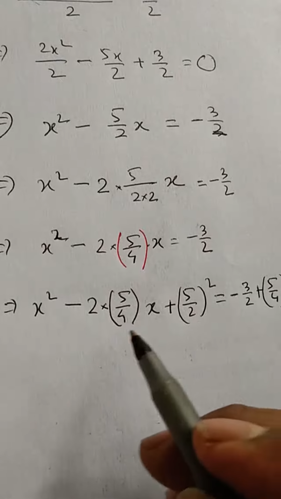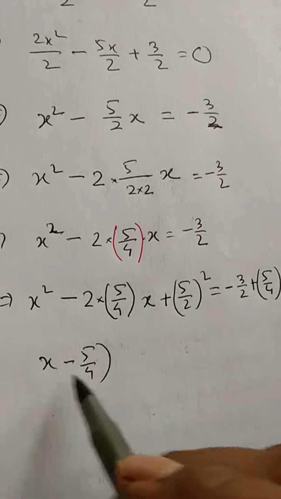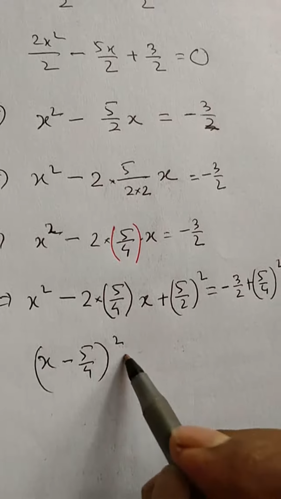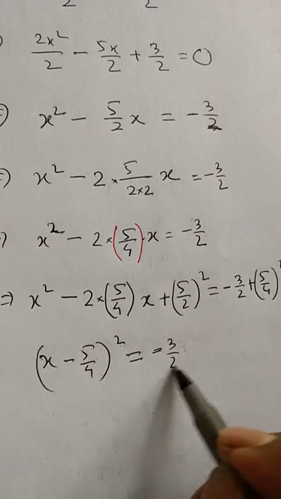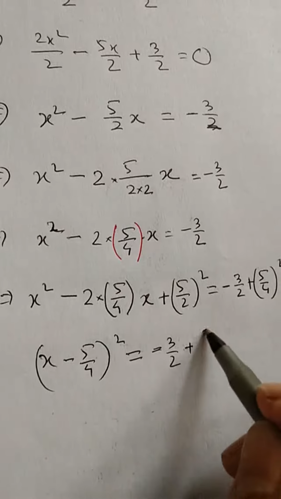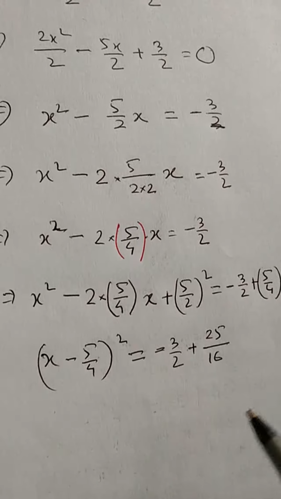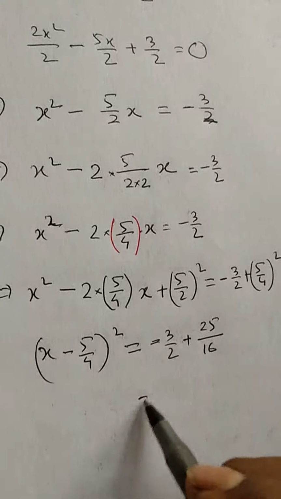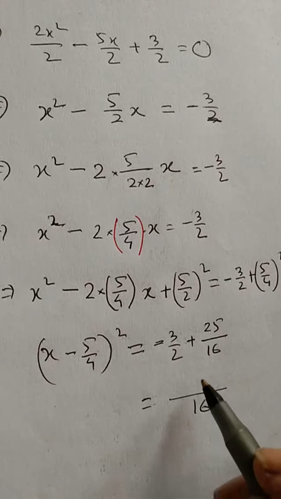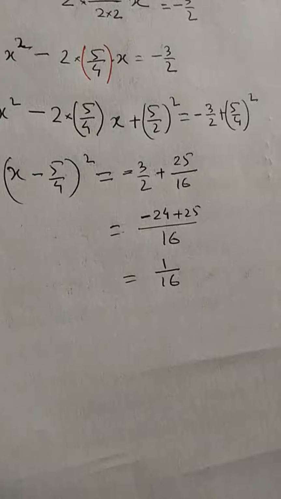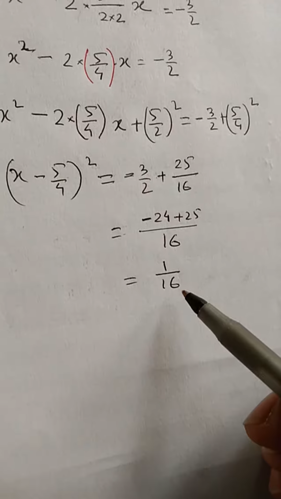Now this will be converted to x minus 5 by 4 whole square, and that will be minus 3 by 2 plus 5 square 25 by 4 square 16. And then the next step we will take LCM. LCM of 2 and 16 will be 16. Then simplifying this we will get 1 by 16.